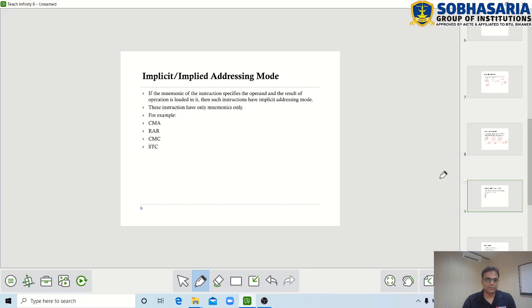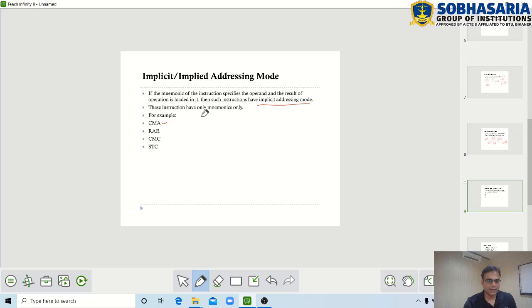Coming next to another addressing mode, implicit addressing mode or implied addressing mode. Both have a similar meaning. In this type of addressing mode, the instruction specifies the operand, and the result of that operation will be loaded into that particular location of the data from where we are fetching this data. Such instructions have implicit addressing mode.